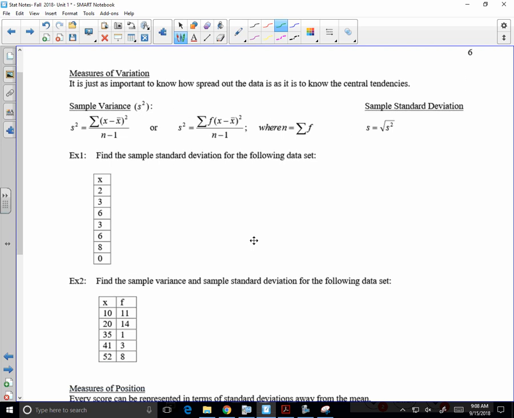All right, measures of variation. So, lovely formulas. Look at these babies. Ooh, strikes fear into the hearts of people.